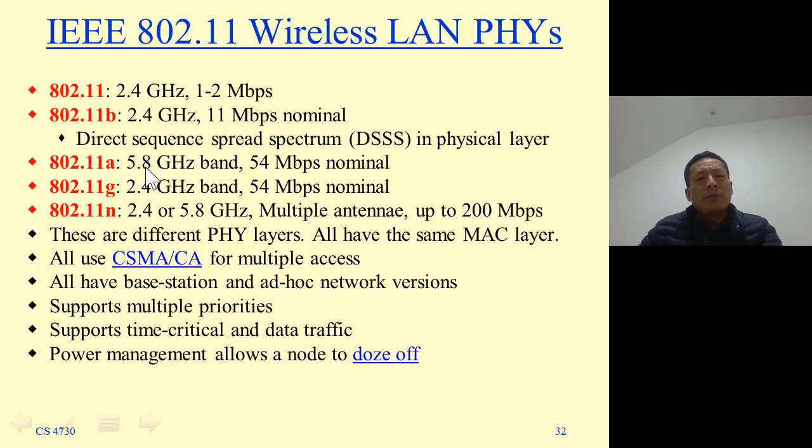And also for these Wi-Fi protocols, all have base station or infrastructure mode or ad hoc network mode. You can either work network directly, or Wi-Fi Direct, or you can all go through a central base station. And it supports multiple priorities. It supports time critical and data traffic. And if you are idle, you are allowed to sleep, save some energy. This is called doze off, right?